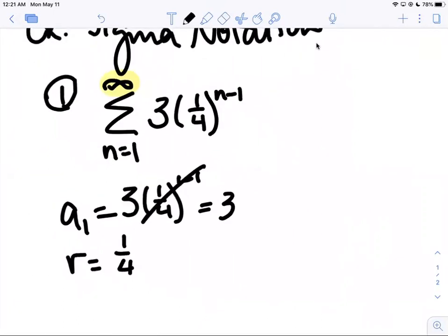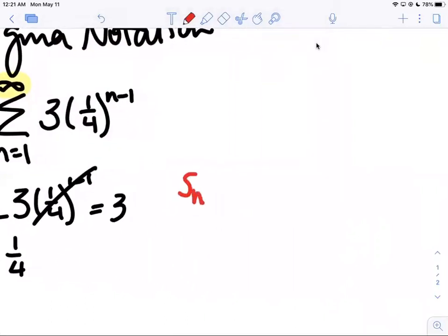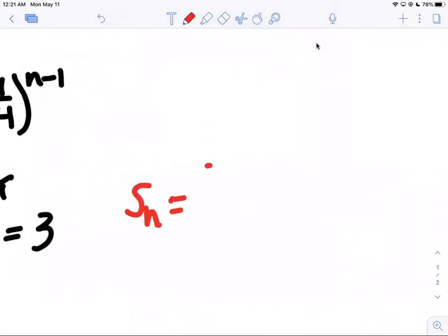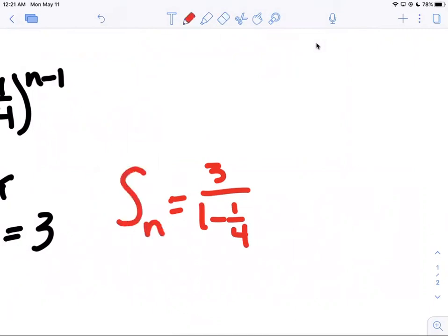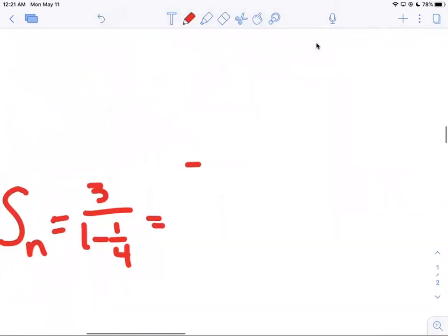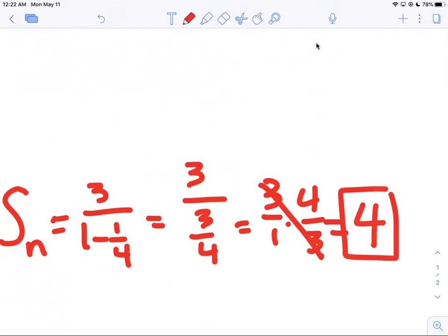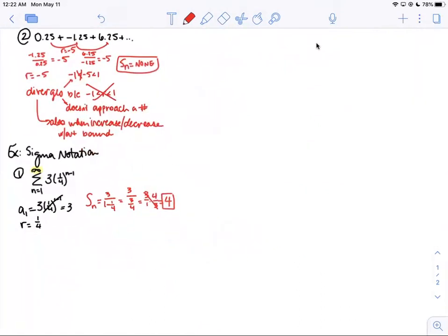So now that I have those two things labeled, I'm going to do my S of n. I'll just do it next to it. S of n is equal to 3 over 1 minus 1/4. So let me change that. Slightly better. Okay. And so I'm going to start simplifying. I get 3 over 1 minus 1/4, which is 3 over 3/4. And then 3 over 1 times reciprocal 4 over 3. My S of n here is 4. That worked out nicely. Let's do another one.